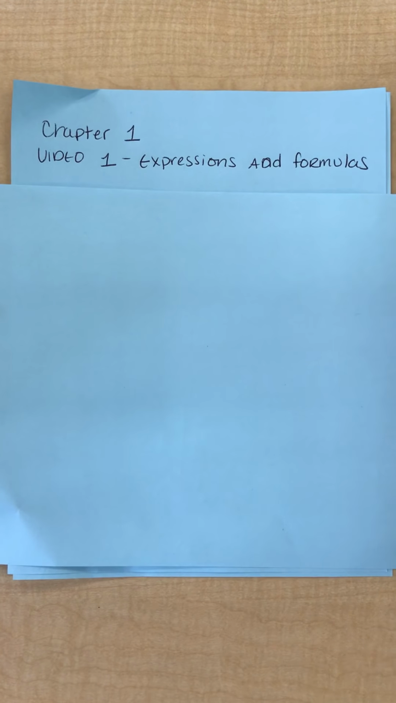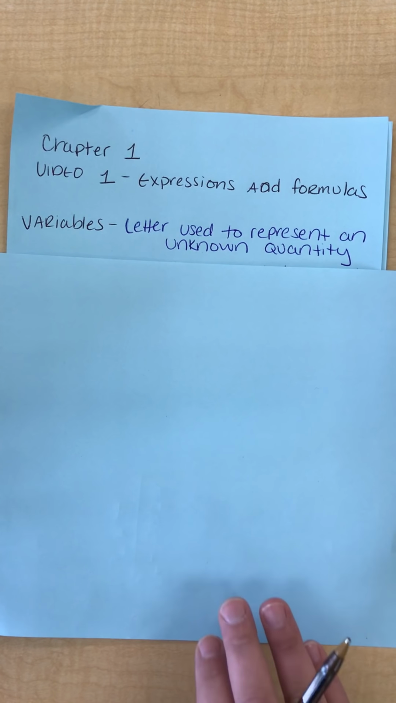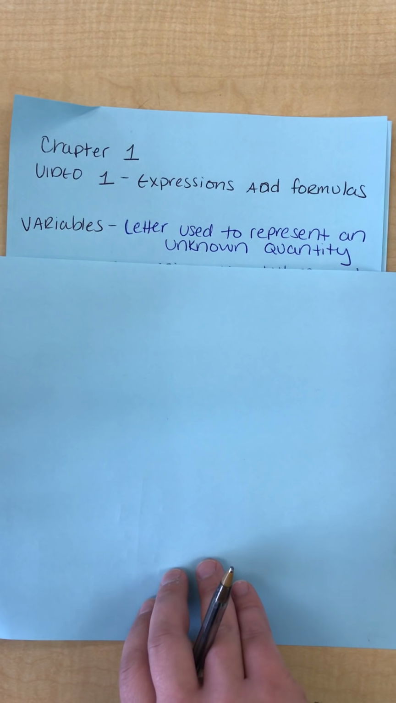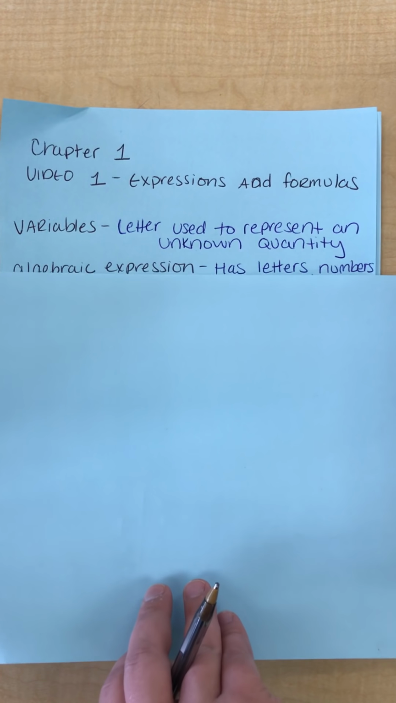All right. First thing we're going to talk about is variables. So a variable is a letter known to represent an unknown quantity. This is something that you guys have seen a bunch already. So any letter in an expression or an equation is a variable.